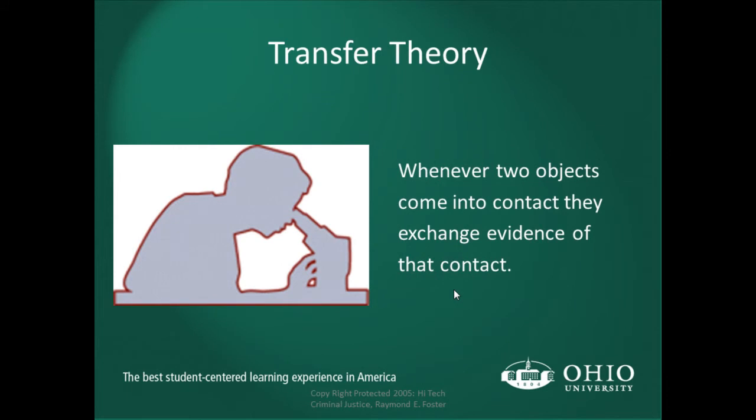Transfer theory. Whenever two objects come into contact, they exchange evidence that they contacted. So that's important to understand, that really at the basis of a lot of this, whether it be DNA, fingerprint, anything, transfer theory is at the root of that, meaning that when objects come into contact, when you touch a surface, well, your hair and the cells in your body are constantly being replaced. You leave those behind. There's evidence that you have been almost anywhere.